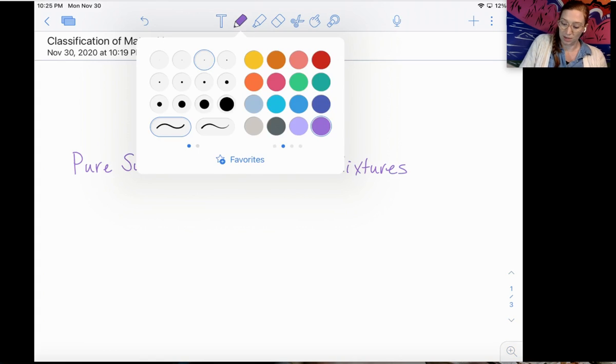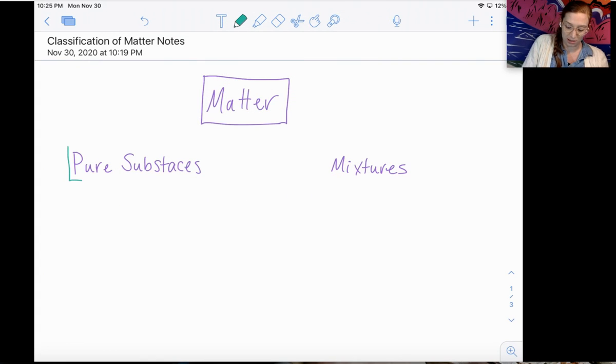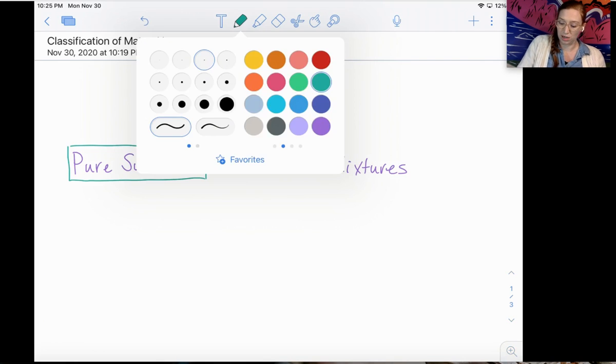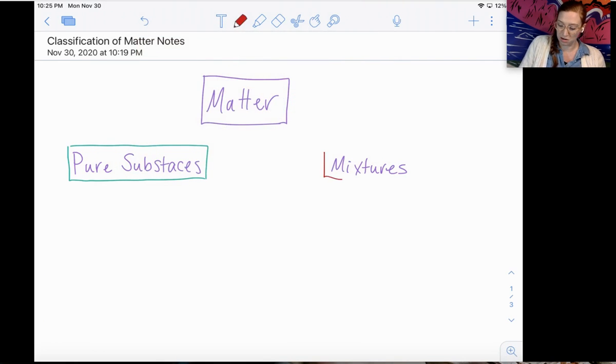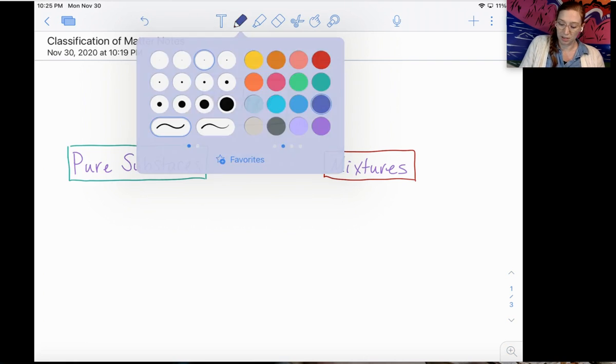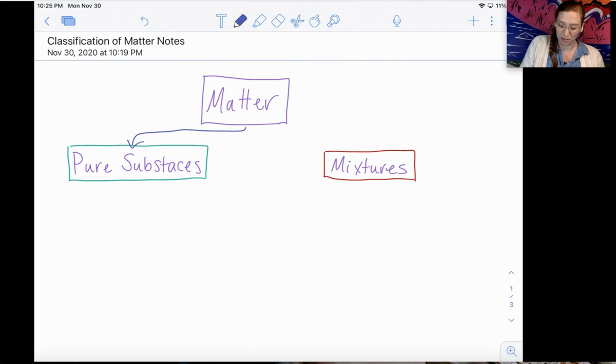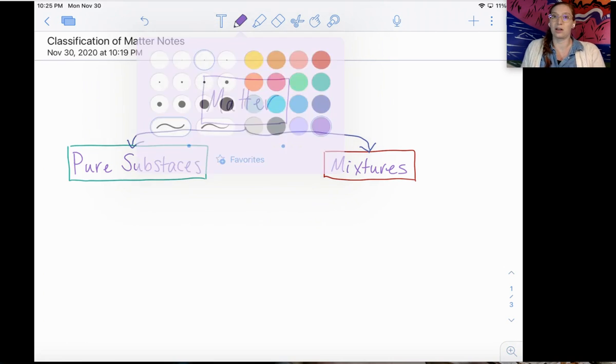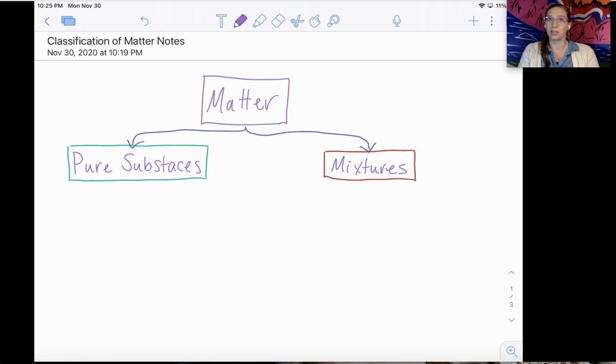Okay, so I'm going to use some different colors here. Let's go pure substances in green and maybe mixtures in whatever color this is, reddish. And then let's do a little connector here and here. All right, so those are our two options. Each of these are going to be split into two separate categories, but we want to go ahead and define what makes something a pure substance versus what makes something a mixture.